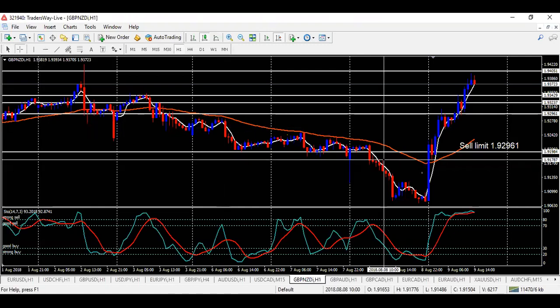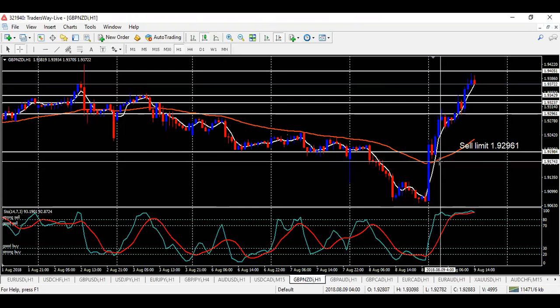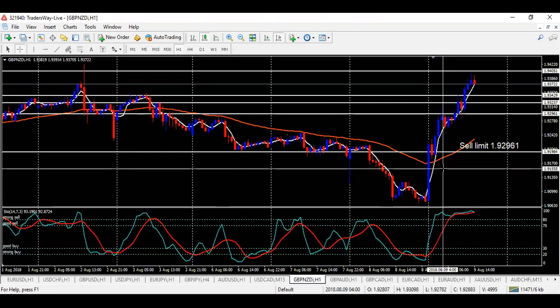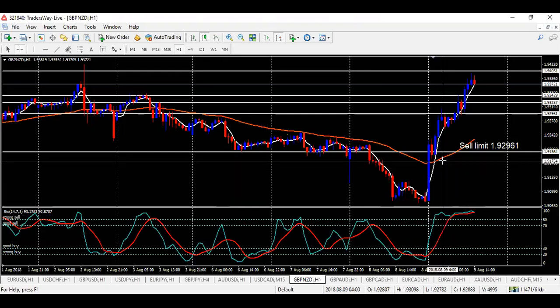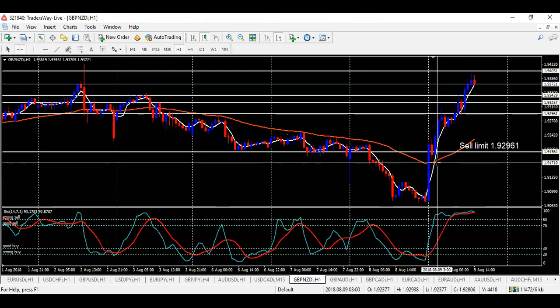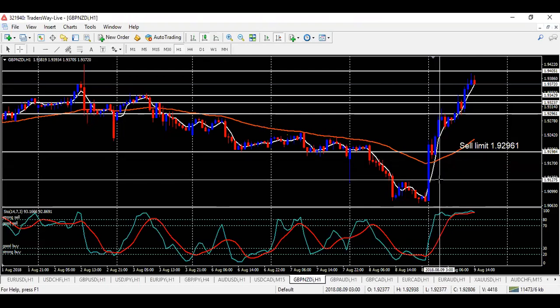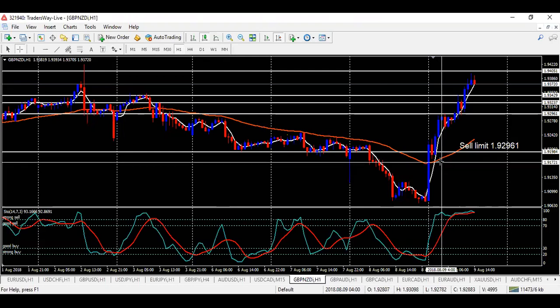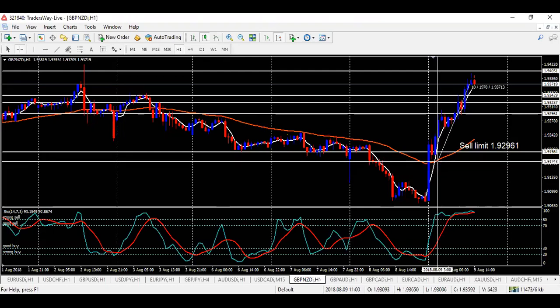But look at the 4 and the 50 moving average, right? What happened here? The 4 and the 50 moving average, what happened? It crossed, right? Now, follow this.